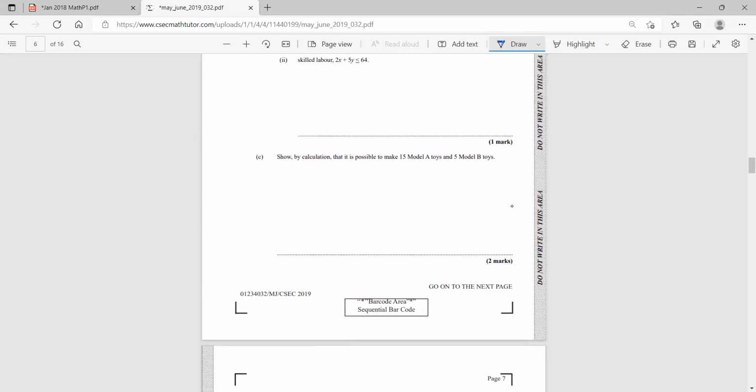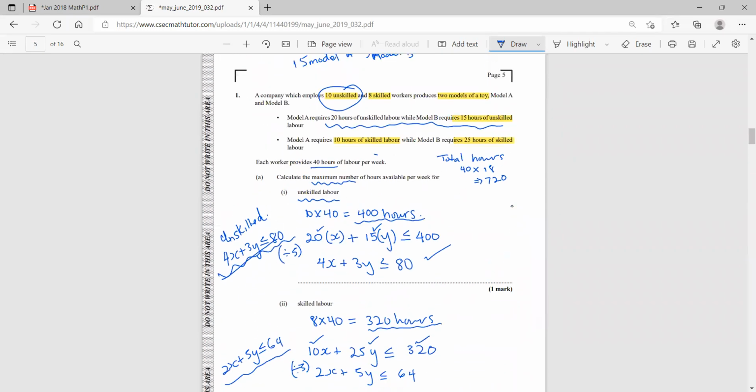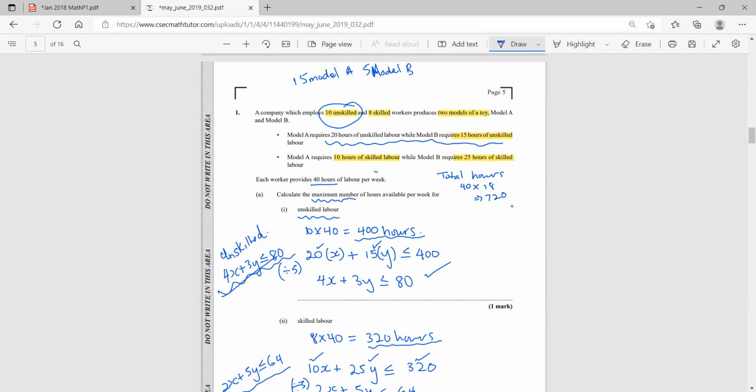Now, part C, show by calculation that it is possible to make 15 model A toys and 5 model B toys. How do we show that it's possible? Model A requires 20 unskilled and 10 skilled, so 30 hours each. So I am going to say 15 by 30 hours each. Plus, for model B, we require 15 and 25. So that's going to be 5 by 15 plus 25, which is 40.